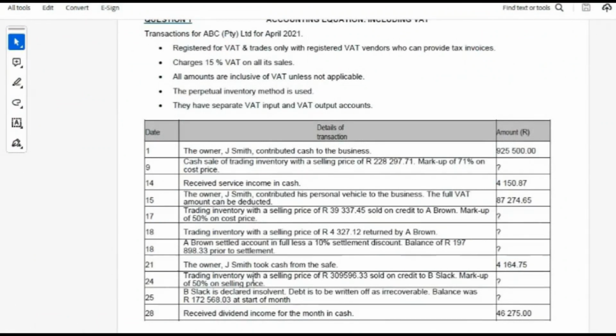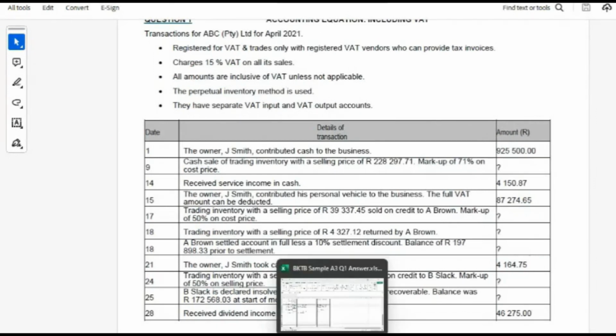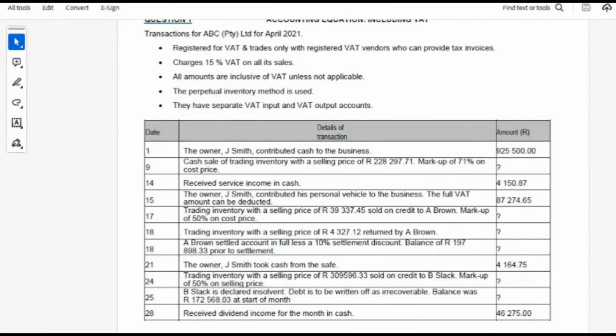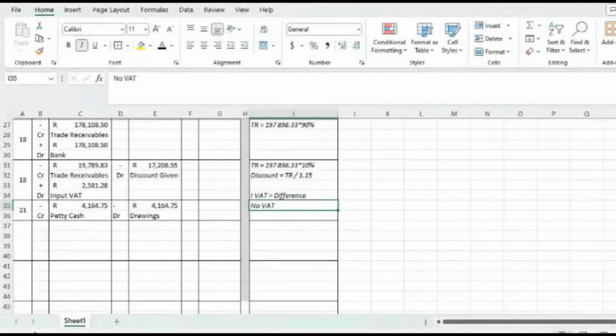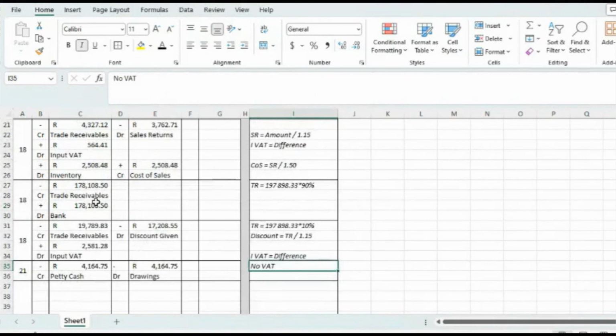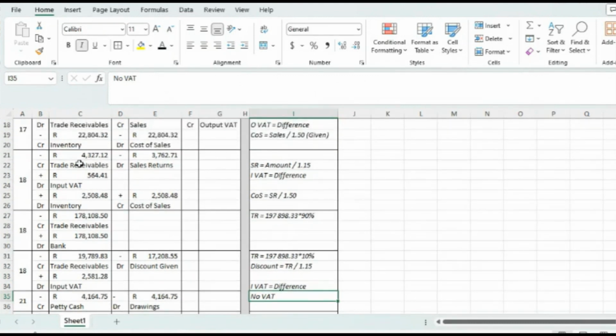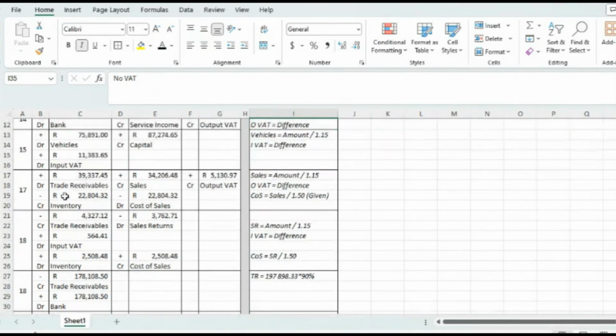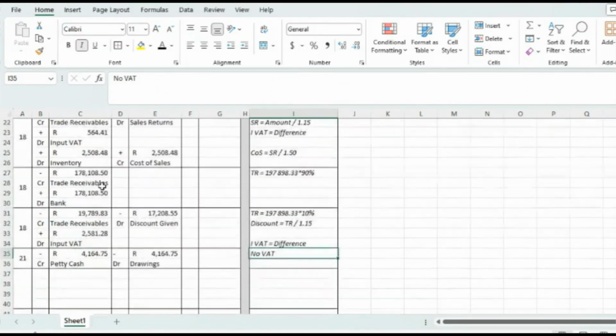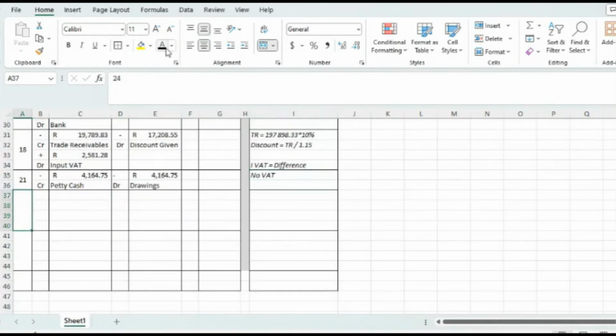So here we have trading inventory with a selling price that is sold on credit to B Slack, and there's a markup on selling price. Now you will remember that we already had a transaction like that before. There we had trade receivables that increased. Was it this one? Trade receivables increased and inventory decreased. So this was the one. So we're expecting the exact same format that we had here on the 17th. We expect the same format here again on the 24th.